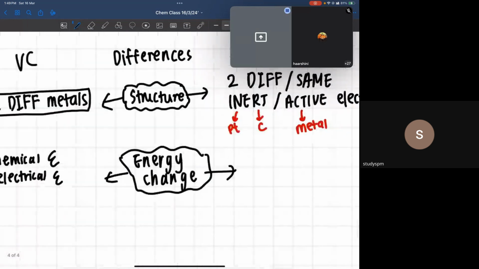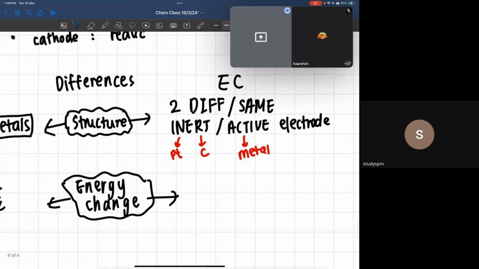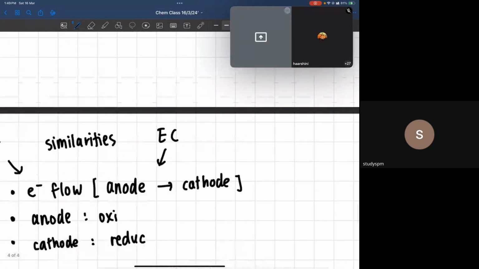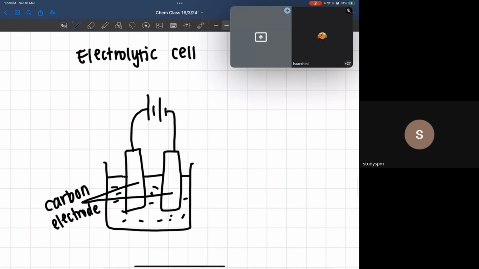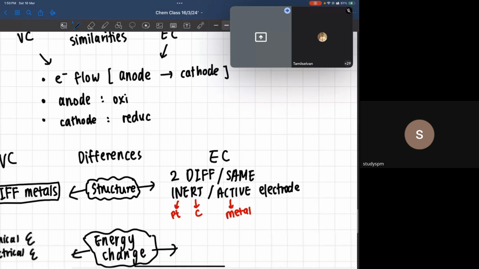But for the electrolytic cell, as I said before, there is a power supply. So at first there is already a power supply. Plus, both are inert, I mean, some active. But there is already a power supply. So electrical energy to electrical energy? That's not a change, it's just the same. So what else?